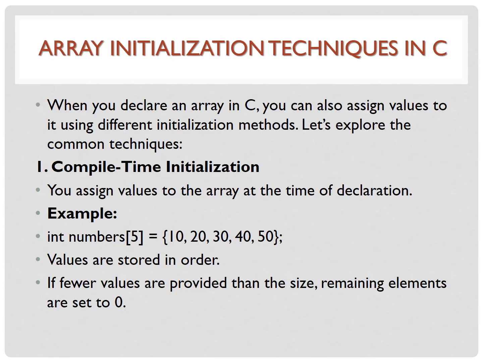Next, array initialization techniques. In C, when you declare an array, you can assign values to it using different initialization methods. The common techniques are, the first one is compile time initialization. You assign values to the array at the time of declaration. For example, int numbers[5] having 10, 20, 30, 40 and 50. Values are stored in order. If fewer values are provided than the size, remaining elements are set to 0.